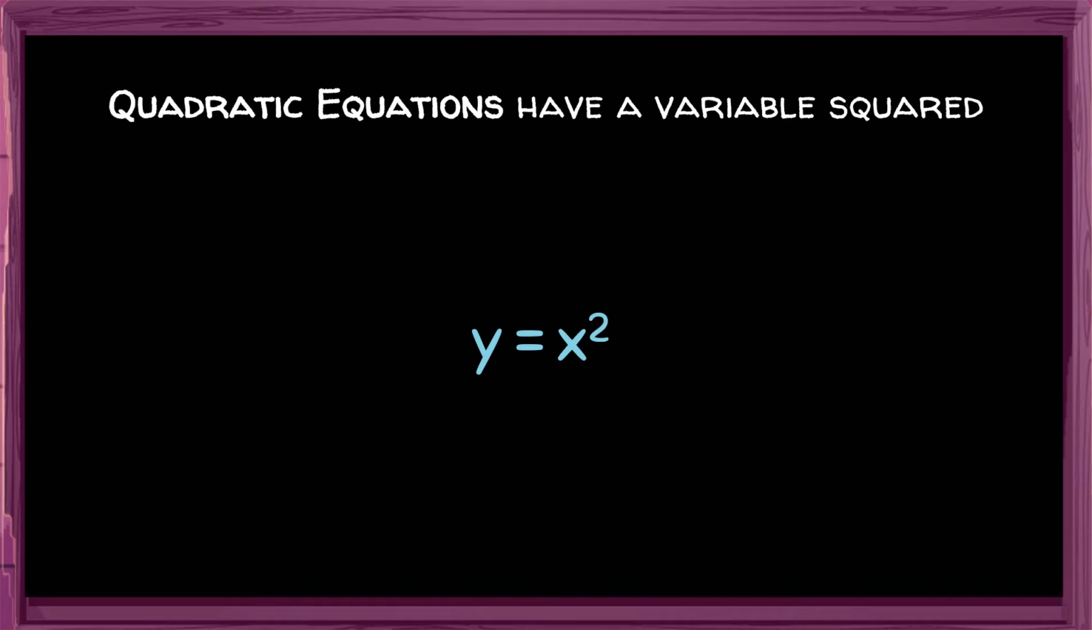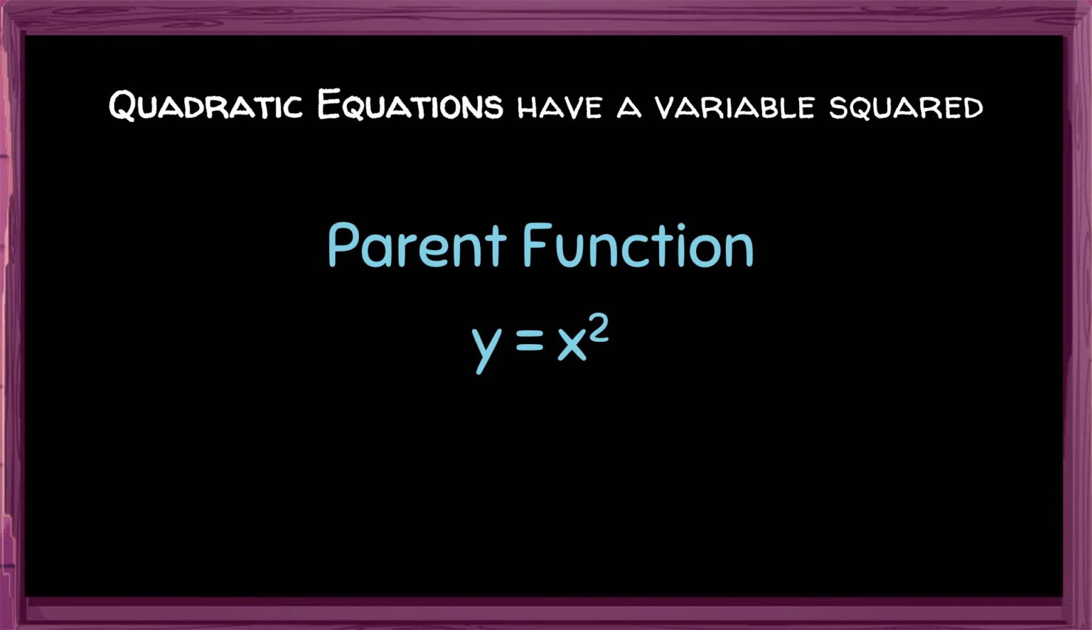You can think of y equals x squared as being the mother of all quadratic equations because we can create any other quadratic equation from it. We even have a special name for y equals x squared. We call it the parent function. And that's where we're going to start today, with the parent function. We're going to see how we can turn y equals x squared into lots of new quadratic equations just by making small changes to it. Then we're going to see how those small changes make a big difference with our graphs.